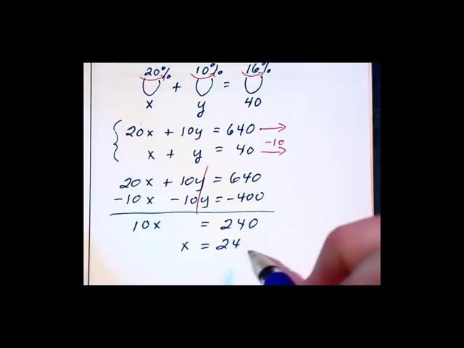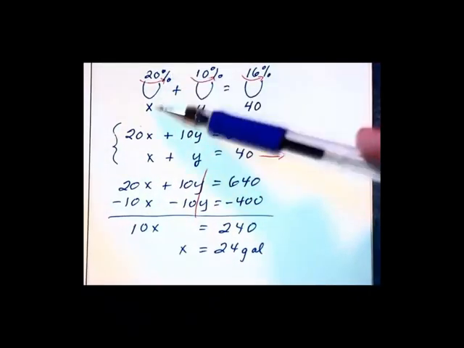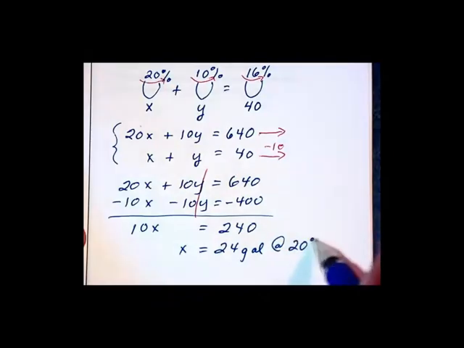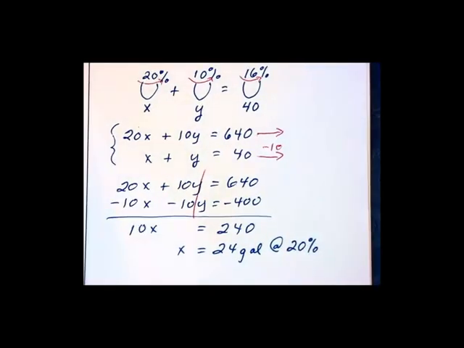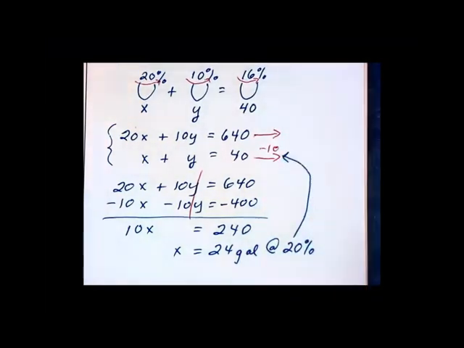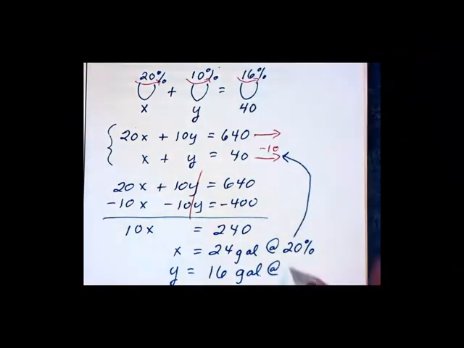The units here are gallons, and if we look back at how we labeled our diagram, x went with the 20% antifreeze solution, so I'll put a little at 20% listed there. I need the other portion of my answer. I know that together my x and y add up to 40, and so 24 plus 16 gallons makes the 40. And y was the 10% antifreeze solution, so I'm going to write at 10% right there.